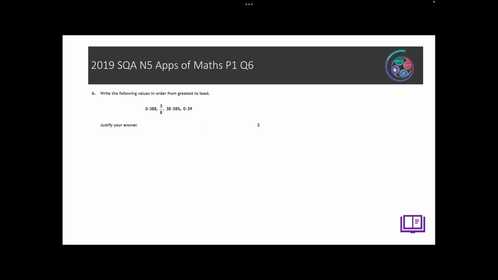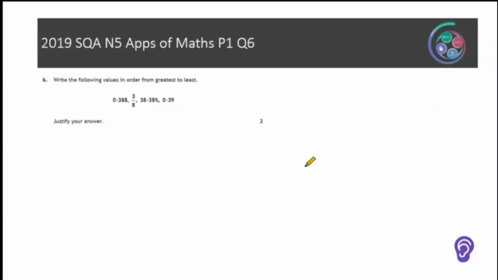The next question we're going to be looking at is question 6. So you're asked to write the following values in order from greatest to least: 0.388, 3/8, 38.38%, and 0.39, and you're asked to justify your answer. I've got my values there, not a lot for me to highlight. So here I've got some decimals, a fraction and a percentage, and what you want to be able to do is to compare these.